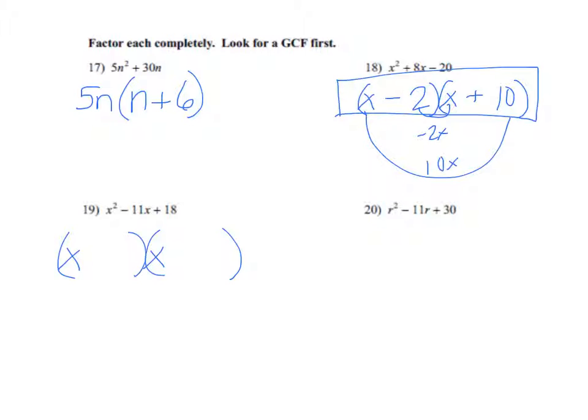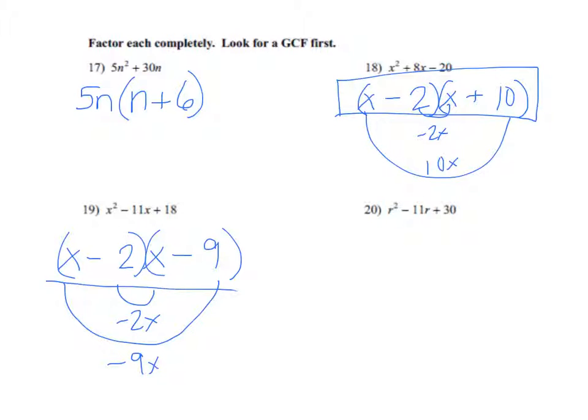So I think that's going to be 9 and 2. So if I put in my 9 and my 2, but notice that I want this to end up adding up to a negative 11. So instead of making these both be plus signs, I'm going to make them both be minus signs. That way I'd have a negative 9x and a negative 2x. And there's my negative 11x.